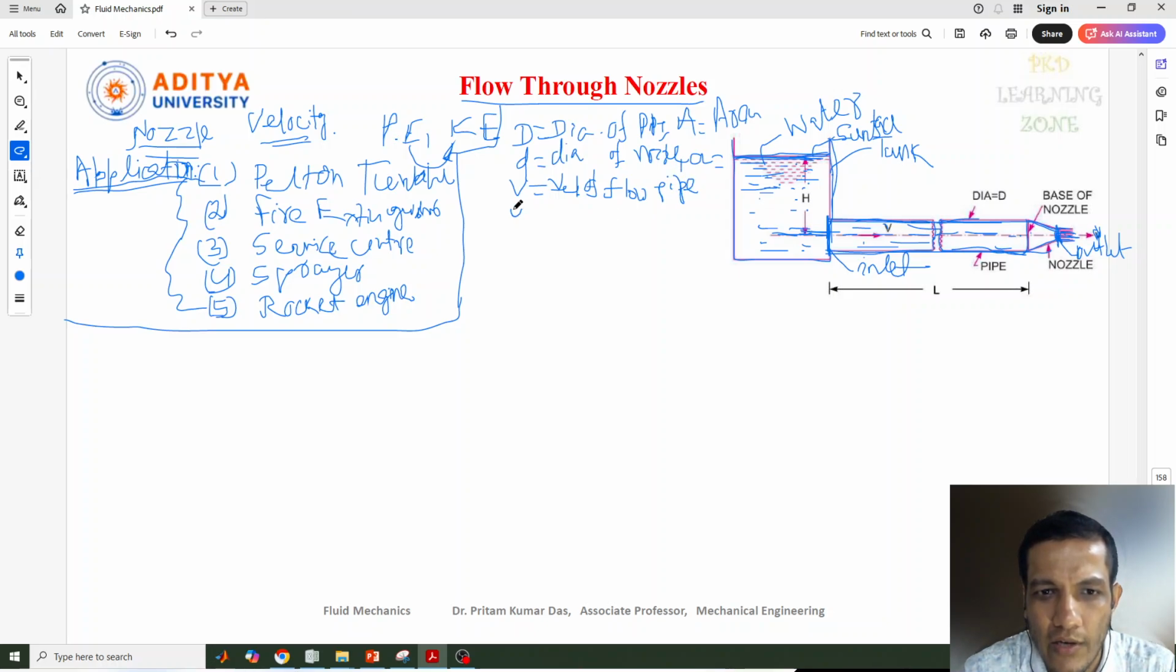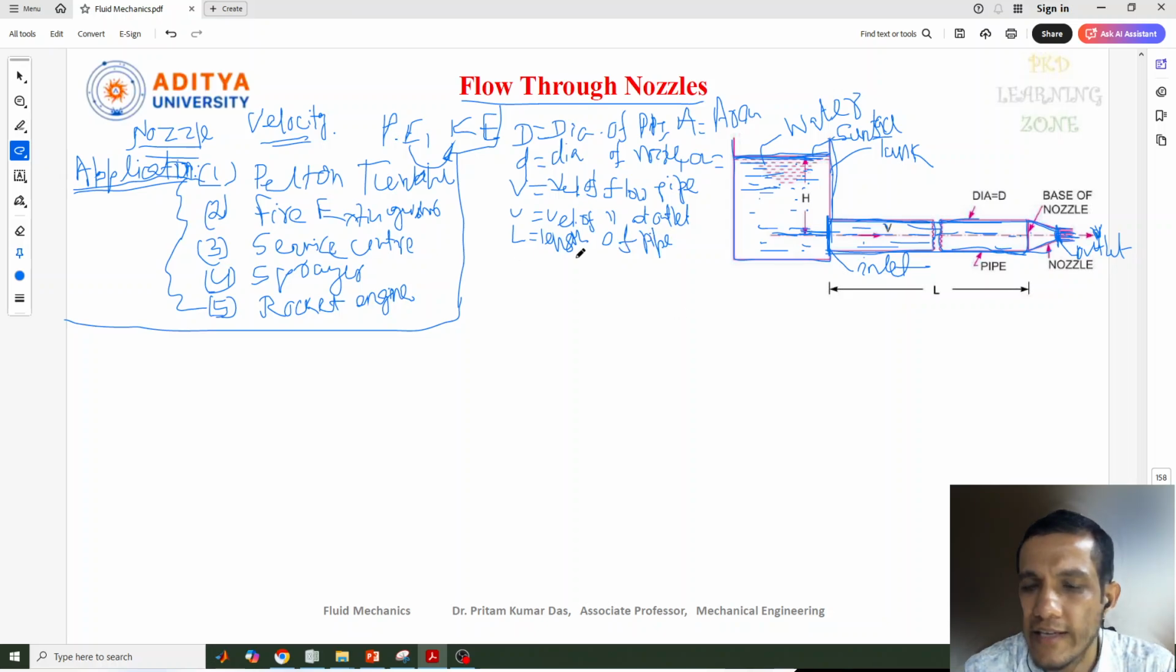And small v, I told you already, is the velocity of the flow at the nozzle, the outlet of the pipe or outlet of the nozzle. Velocity of flow at outlet, we can write. Capital V is already the velocity in the pipe, as I have told you. So this is at the nozzle or outlet. Next, L is the length of the pipe.